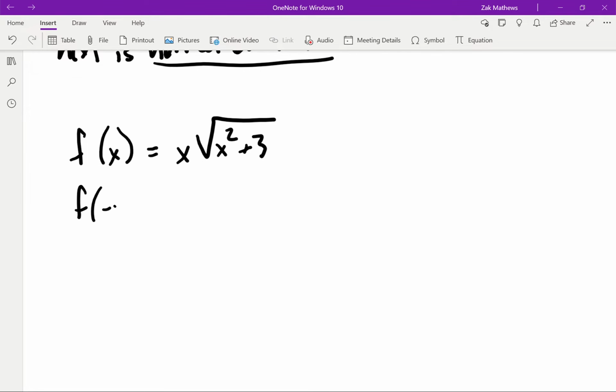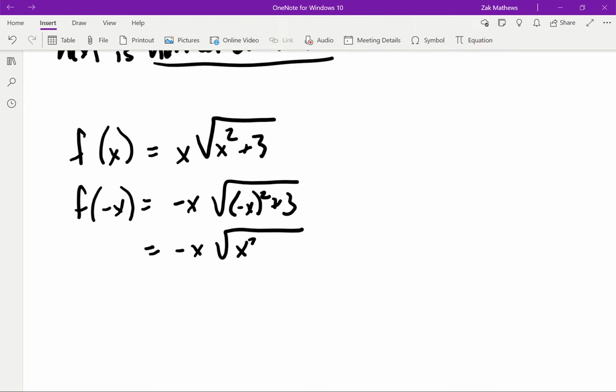So I'm going to start with the negative x. I'm going to plug that negative x in for both of the old x's. And so the negative x out front stays, but inside that x squared becomes a positive. And so we can see that it's definitely not the same as where we started. It is not even. Those are not the same.